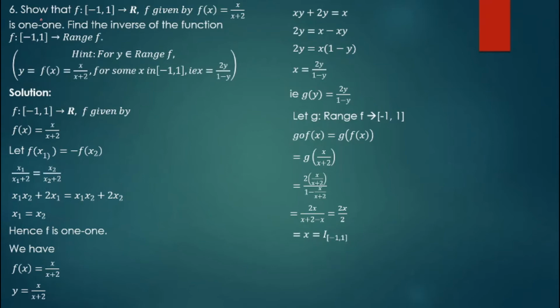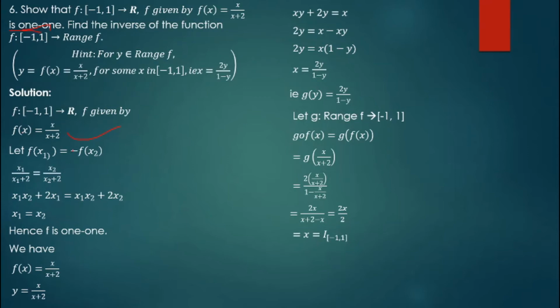Here our question says that we have to show that this function is one-one. So first part we have to prove that this function f of x is one-one. Then second part we have to find the inverse of f, that is inverse of f from range f to [-1, 1]. Okay, first let us show that our function f is one-one. Solution. First we'll write the given.